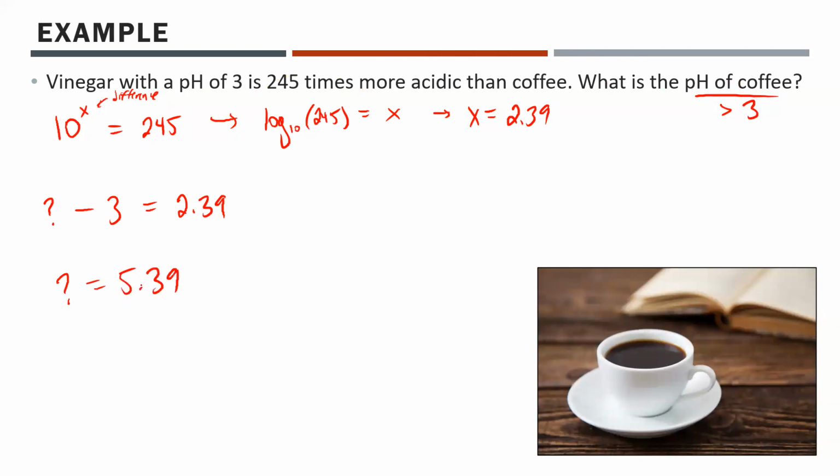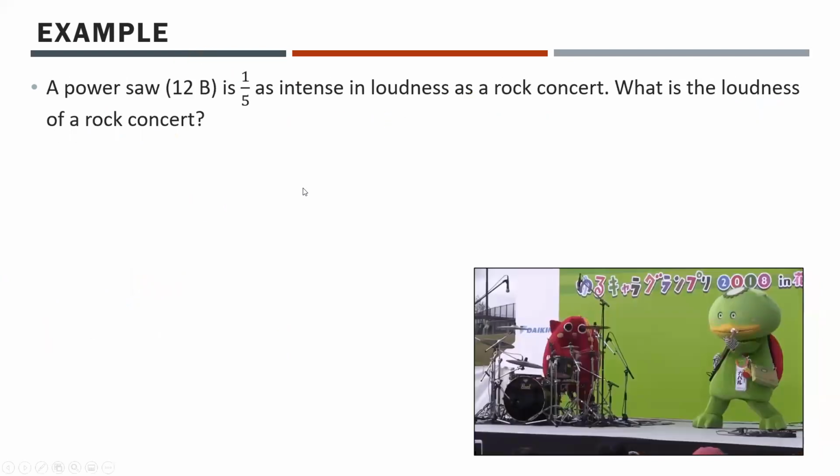5.39. It doesn't say what to round to, so you know what? 2 decimal places is great. You could have done just 1 if you wanted to, like 5.4 would have worked just fine. Whatever you do, though, that is going to be the pH of coffee. And again, if you don't believe me, you can always work backwards, right? 5.39 minus 3, that'll give you 2.39. 10 to the power of 2.39 is 245. We know how many times more intense it is. You just have to know with pH, the scale, again, is backwards. The lower the pH, the more acidic that liquid is. That's basically all we're looking at.